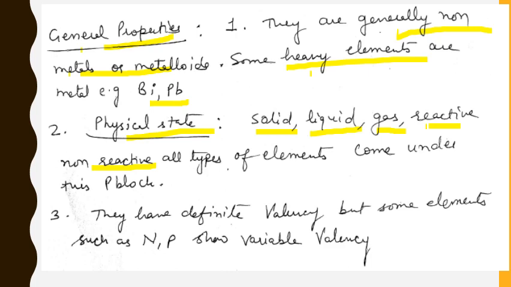The third property is that they have a definite valency, but some elements like nitrogen and phosphorus have more than one valency. Like nitrogen exists in both 3 and 5. We have ammonia and nitrogen pentoxide. So there are variable valency elements in this category.